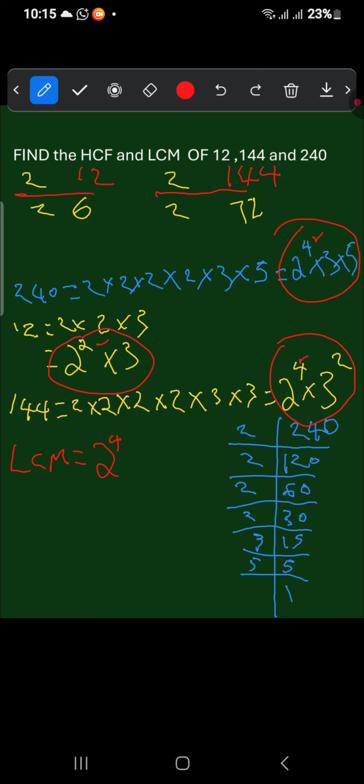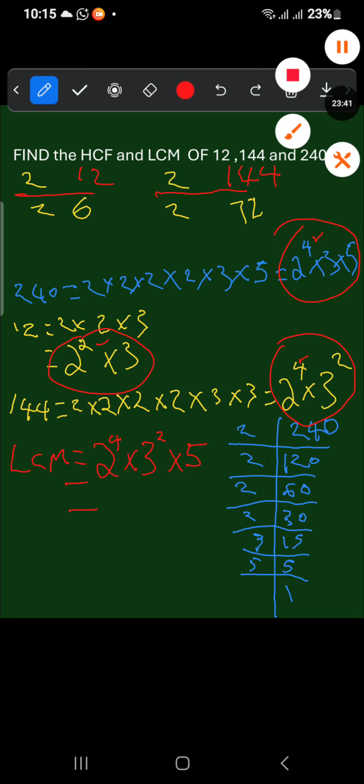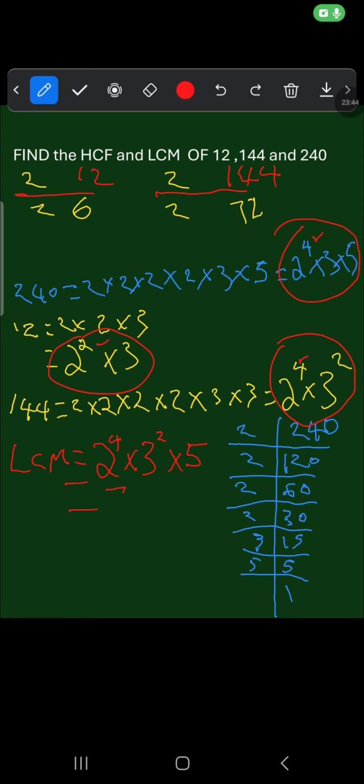Right? Then another number that appears both sides is 3. And the highest exponent of 3 is 2. Now you also take the one that does not appear both sides, and that is 5. So this is our lowest common multiple, and that is this number there.